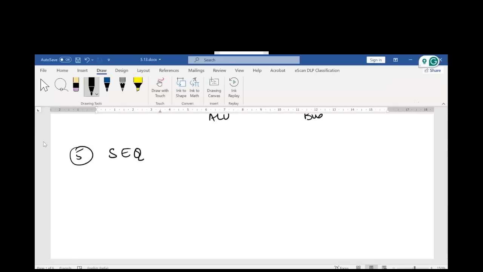SEQ. SEQ stands for skip if equal. So here they have told us that if M of EA, that is, the content of the memory word and AC are equal, then skip. Skip means what? Skip the next instruction. PC equals PC plus 1. Okay, so now let us see how to do this.